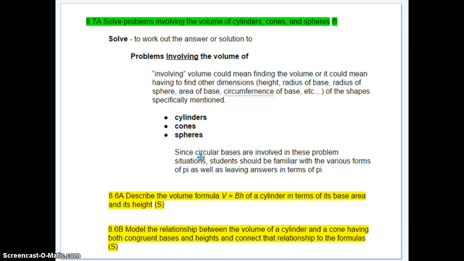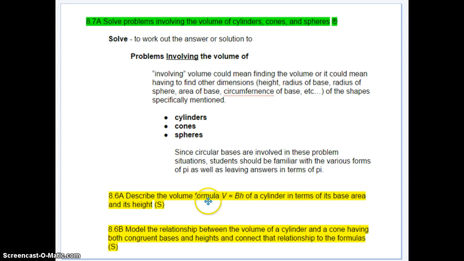Now pay note that those are all circular bases. So now all of a sudden we've got to make very sure that students understand pi in terms of 3.14 or 22/7, and also being adept at leaving answers in terms of pi. Now I mentioned there were 2 readiness and 2 supporting. The 2 supporting really fold into this readiness standard, and I've got those there just for comment right now.